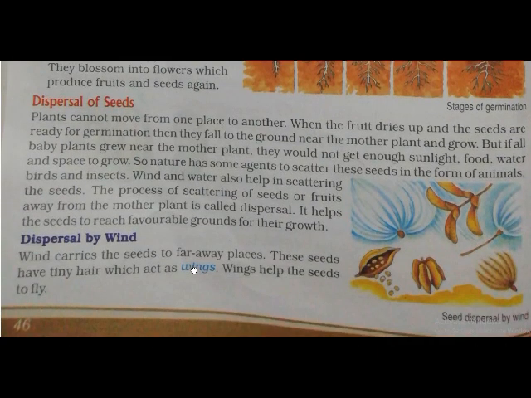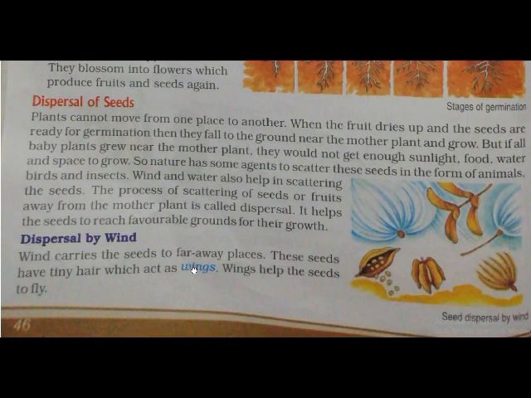Now, dispersal of seed. Plants cannot move from one place to another. When the fruit dries up and the seeds are ready for germination, they fall on the ground near the mother plant and grow. But if all the baby plants grew near the mother plant, they would not get enough sunlight, food, water and space to grow. So nature has some agents to scatter these seeds in the form of animals, birds and insects. Wind and water also help in scattering the seeds. This process of scattering of seeds or fruit away from the mother plant is called dispersal. It helps the seed to reach favorable grounds for their growth.